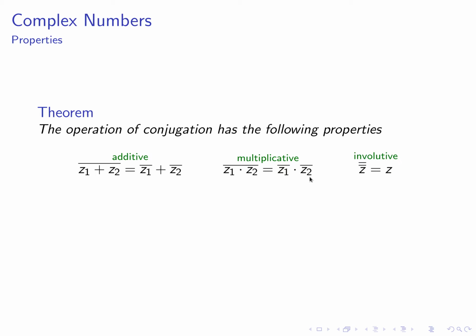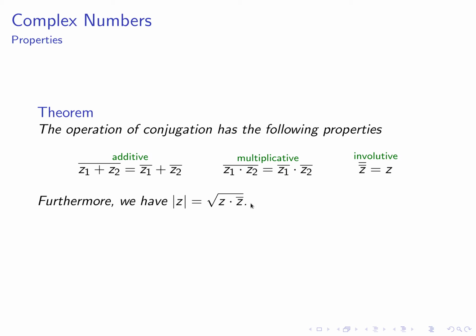And it's also an involution. If we conjugate a complex number twice, we get back the original number. Well, why does this work? To conjugate once, we negate the imaginary part, and then to conjugate twice, we negate again, so we get back to the original imaginary part.